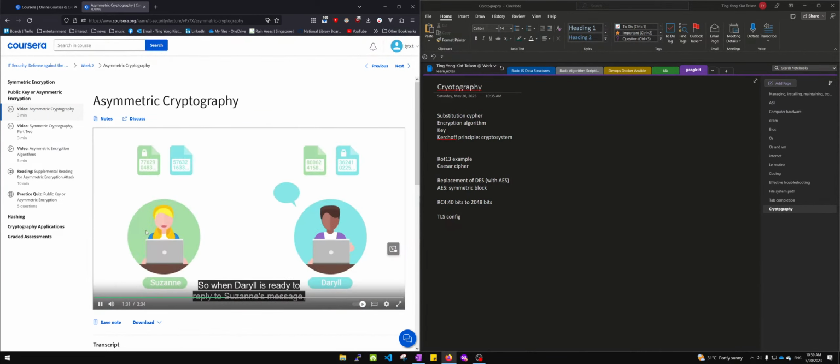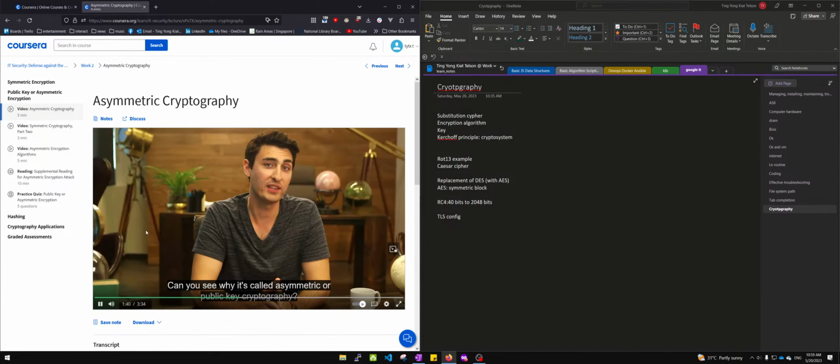So when Daryl is ready to reply to Suzanne's message, he'll use Suzanne's public key to encode his message, and Suzanne will use her private key to decrypt the message. Can you see why it's called asymmetric or public key cryptography?